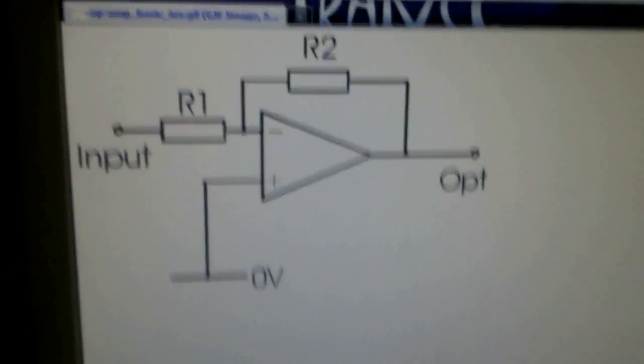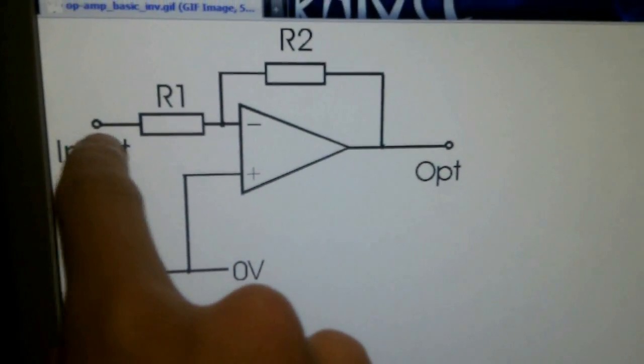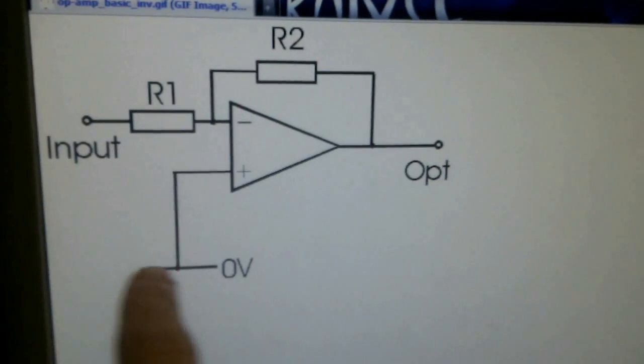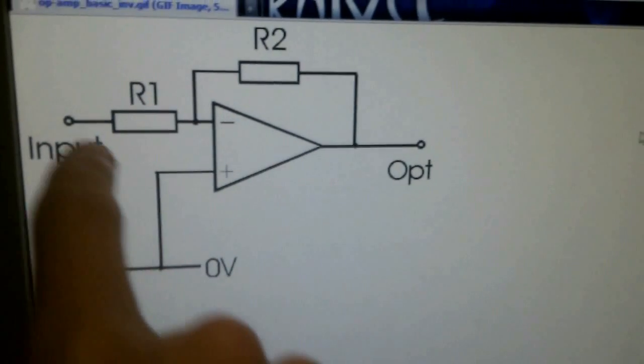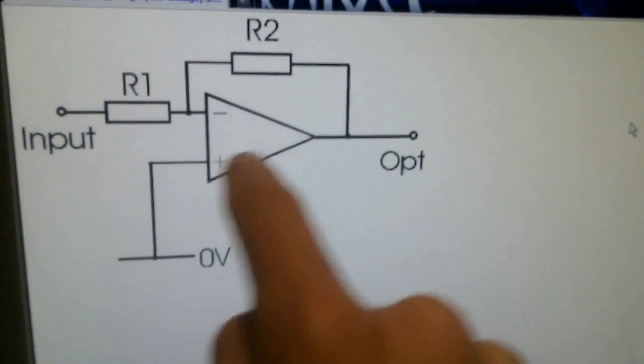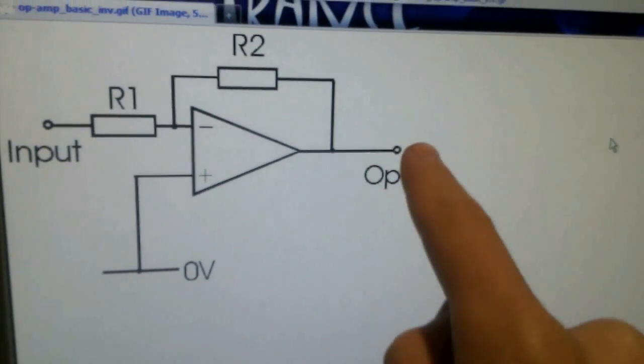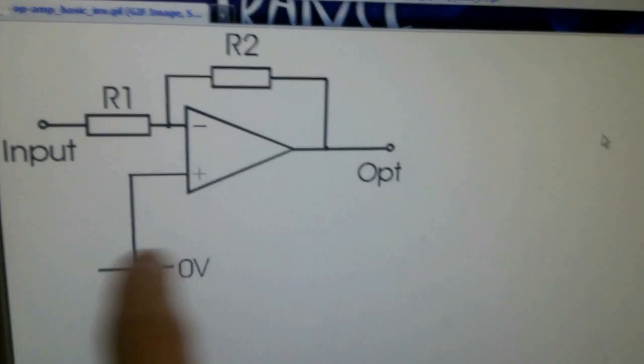The top line, the input, is the positive from the signal. So when you plug in your RCA, that's the tip of the RCA plug. You've got a resistor in series and a resistor in parallel, and this bottom one, 0 volt, is the negative. The signal goes through the first resistor, through the operational amplifier, through the negative, which reverses it, and then the parallel resistor keeps it in phase, and it comes out the other side reversed. The 0 volt is just the ground.